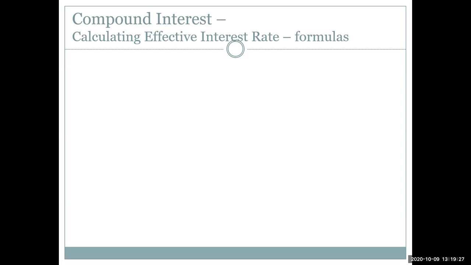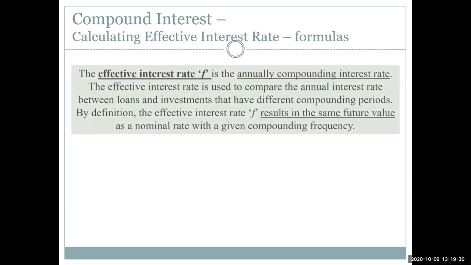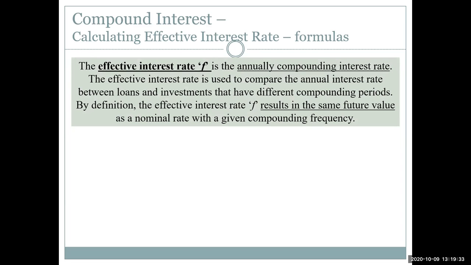Let's calculate something called an effective interest rate. An effective interest rate has a special symbol called F, and it's just the annually compounding interest rate. It's good to know the effective interest rate, because different financial institutions might quote rates differently. So if we want a good comparison, it's best to convert them all to the effective rate, and then say, okay, this one's a better rate than another institution. The effective interest rate results in the same future value as whatever nominal rate with a given compounding frequency. There are two methods we can use to do this.